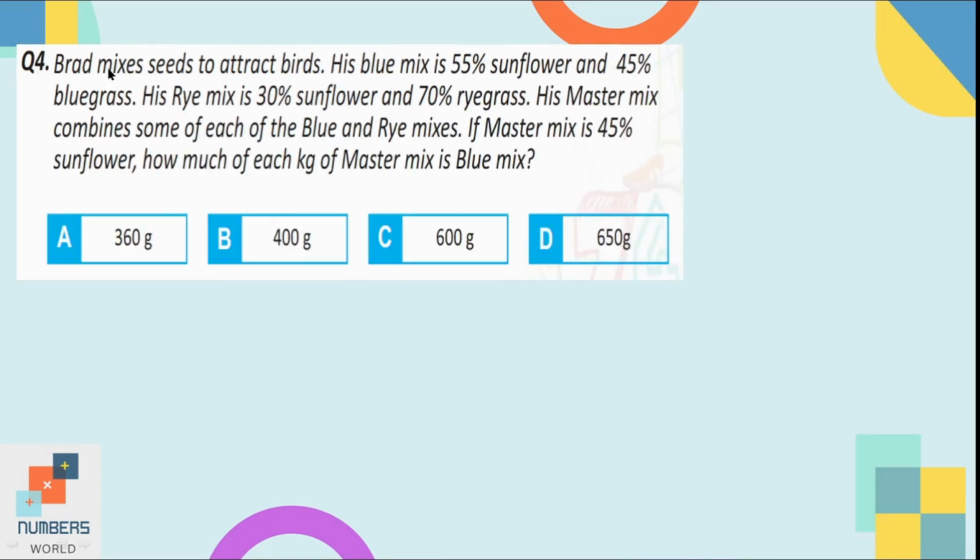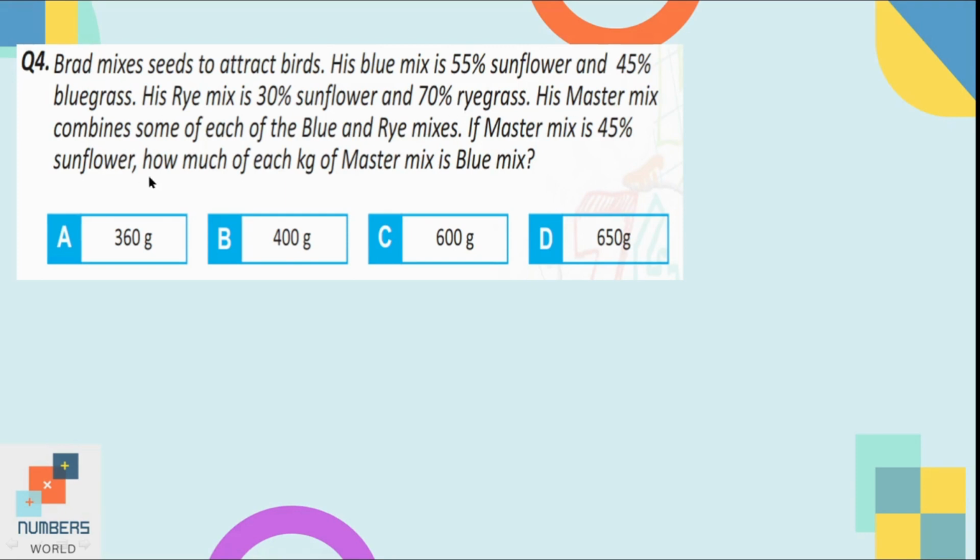Question number 4. Brad mixes seeds to attract birds. His blue mix is 55% sunflower and 45% bluegrass. His ray mix is 30% sunflower and 70% raygrass. His master mix combines some of each of the blue and ray mixes. If master mix is 45% sunflower, how much of each kg of master mix is blue mix?